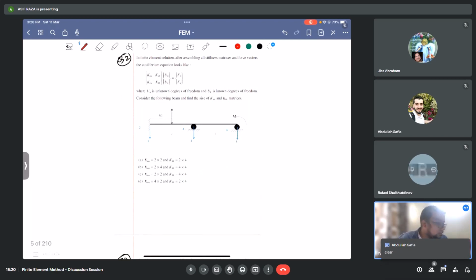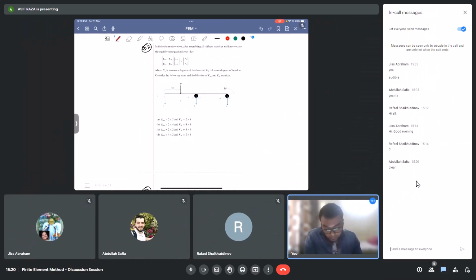This I'll ask you all. In a finite element solution, after assembling all the stiffness matrices and force vector, the equilibrium equation looks like KUU, KUK, UU, FK, then KKU, KKK, UK, FU, where U subscript U is the unknown degrees of freedom and U subscript K is the known degrees of freedom. Consider the following beam and find the size of KUU and KKK matrices. So options are provided. What are the guesses from you all?